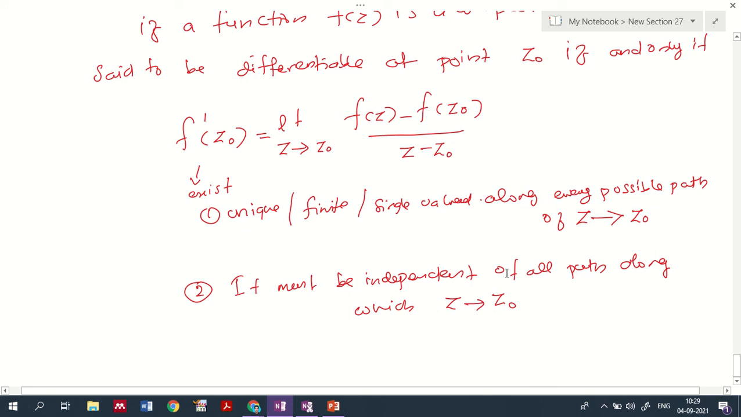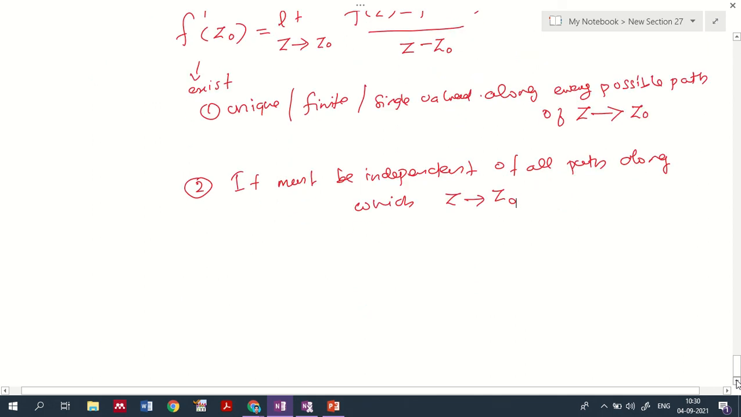So this is what we mainly have to look at. f dash of z0 means limit z tends to z0, that is f of z minus f of z0 divided by z minus z0, if it exists, then this value should be unique and finite and single valued at all paths and it shall be independent of any path it follows. So if this exists, we will get a unique single valued value.